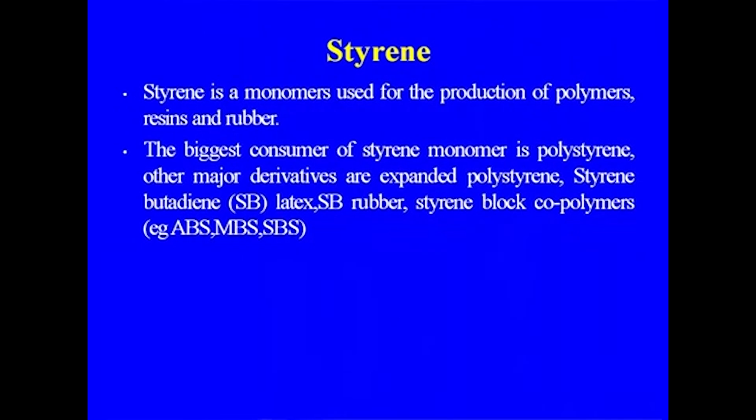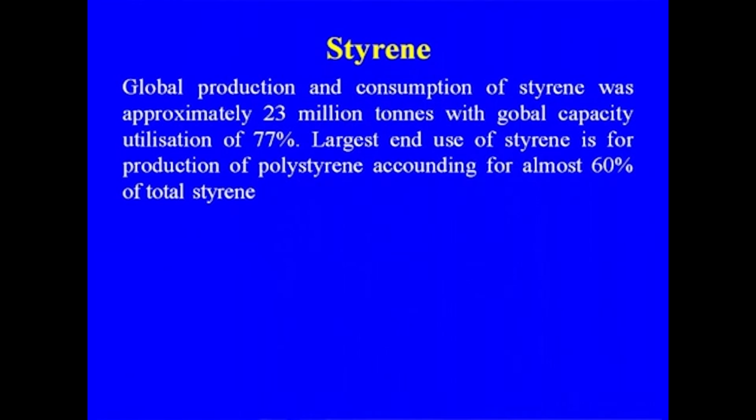Now, this was the process for making ethyl benzene, because any styrene plant is a combination of ethyl benzene and then styrene manufacture. Styrene is a monomer used for the production of polymers, resins and rubbers. The biggest consumer of styrene monomer is polystyrene. Other major derivatives are expanded polystyrene, styrene butadiene latex, styrene butadiene rubber, and styrene block copolymers, with acrylonitrile in ABS, MBS or SPS. Global production and consumption of styrene was approximately 23 million tons with a global capacity utilization of 77%. The largest end use of styrene is for the production of polystyrene, accounting for almost 60% of the total styrene.